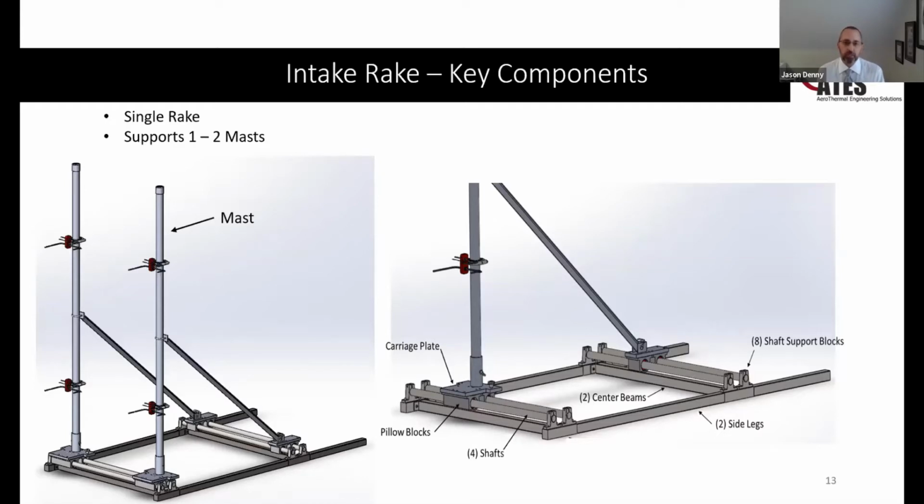The first is the carriage plate, and that is where the mast is going to connect to. And underneath it is a pillow block, and that's where the carriage plate will attach to. And the pillow blocks also are housing for linear bearings that will slide along the shafts that you see and also rotate as needed, which I'll go into a little later. And then the shaft supports that will connect the shaft to the base. And then, of course, the base is made up of two side legs and the two center beams.